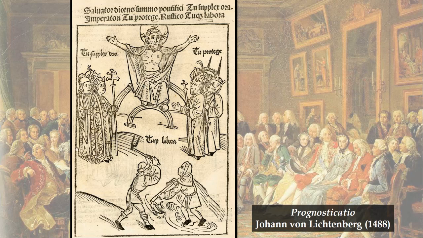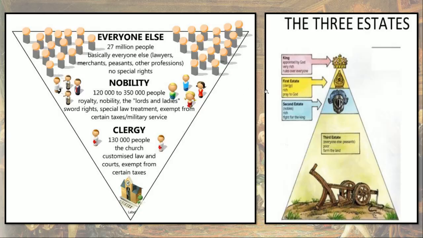The clergy's purpose was to pray for the rest of the people. The nobility's purpose was to fight and protect the rest of the people. And the vast majority of the people, who were commoners, their purpose in life was to work for the privileged. The first two estates, the clergy and the nobles, were privileged. They had their own laws, but the most important privilege is that they didn't have to pay taxes. That's something the third estate had to do.